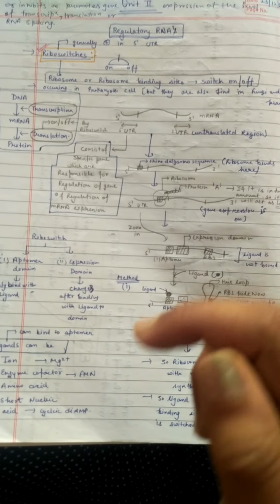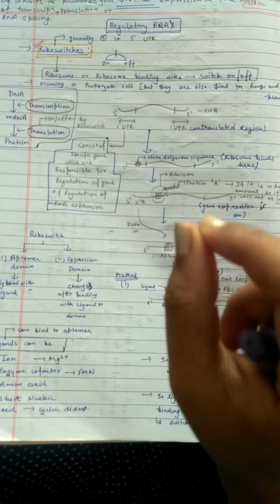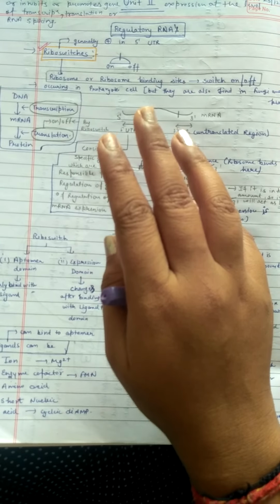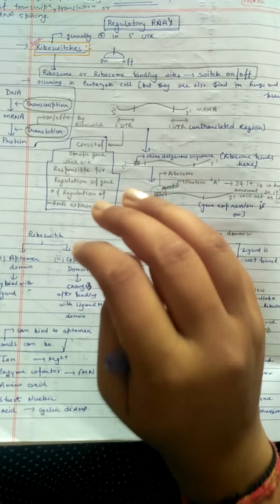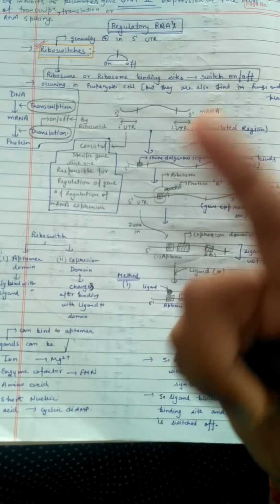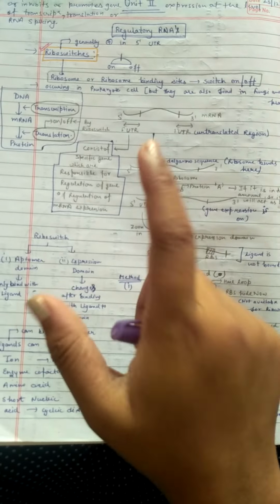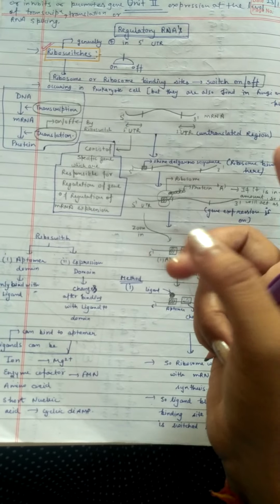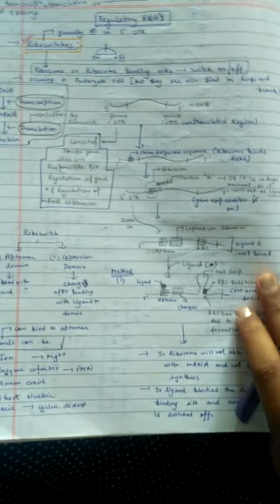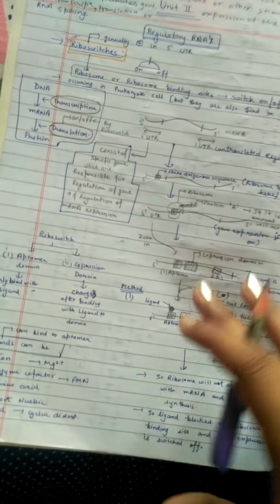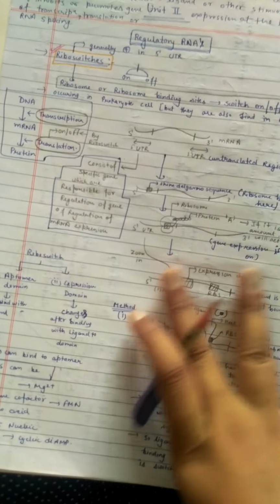And what we can do with the help of this regulatory RNA: when the regulatory RNA attaches to the site where the ribosome can bind, it can enhance the expression of the protein formation, or it can inhibit the expression of the protein formation. So here the RNA acts as a regulator. With the help of a diagram you can easily understand what is happening here.